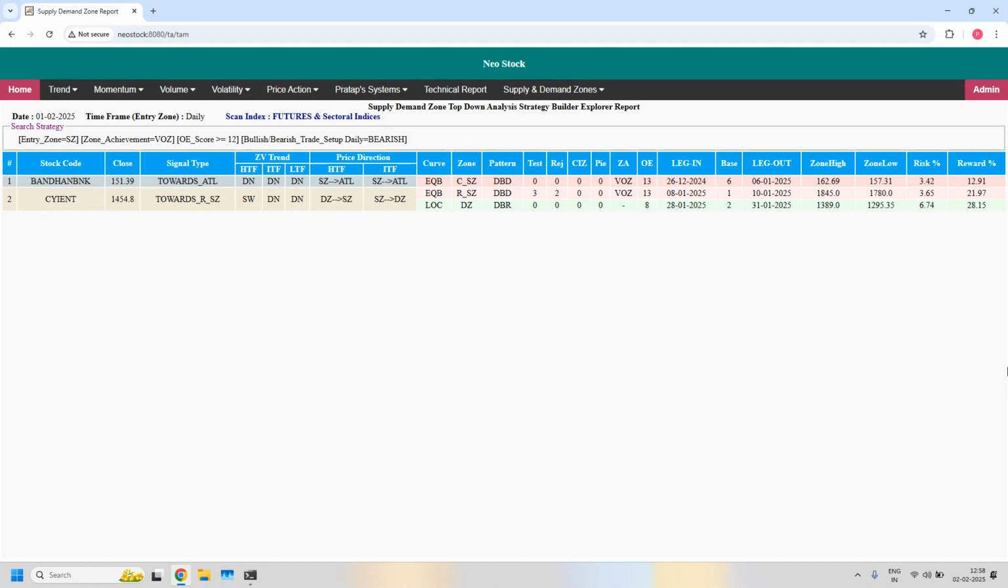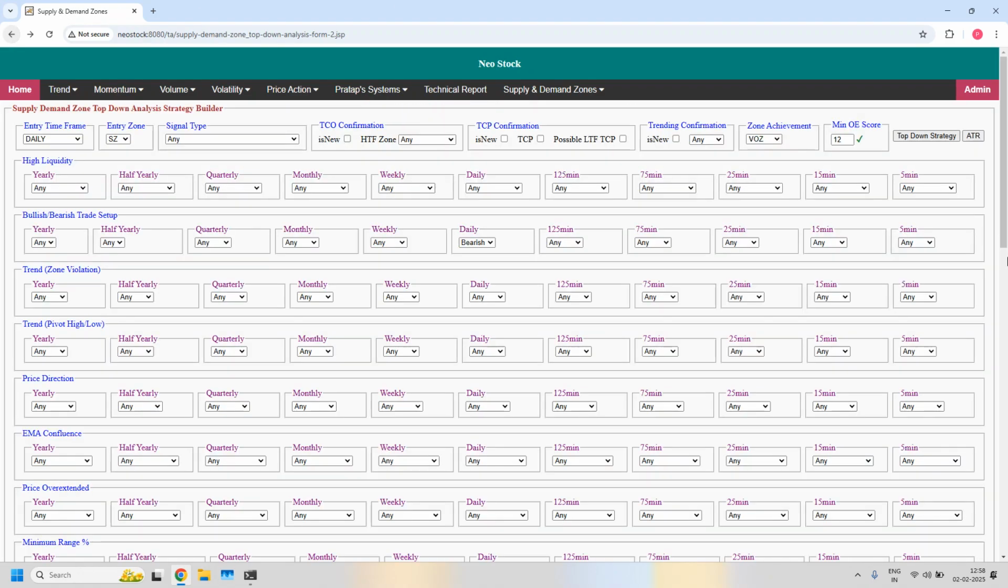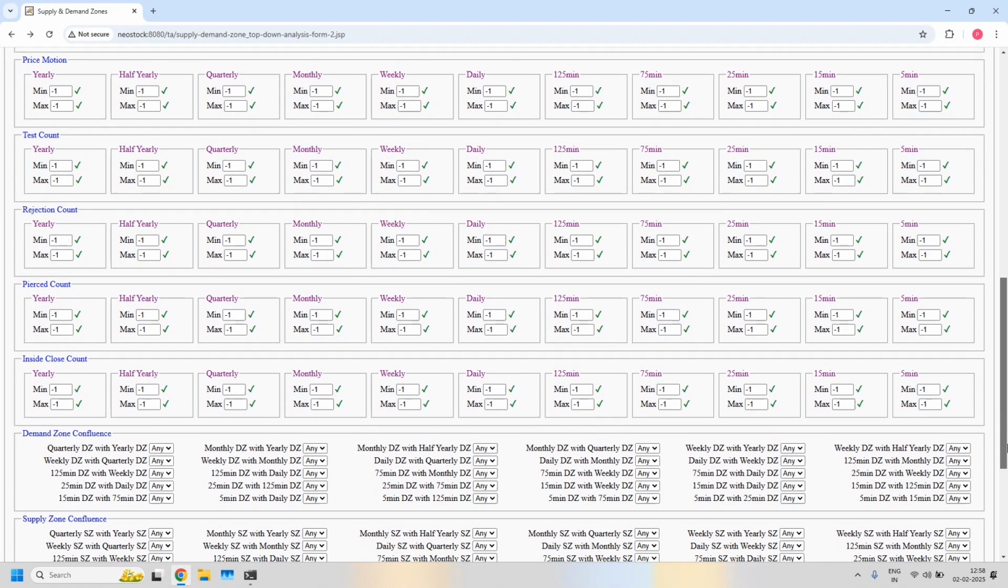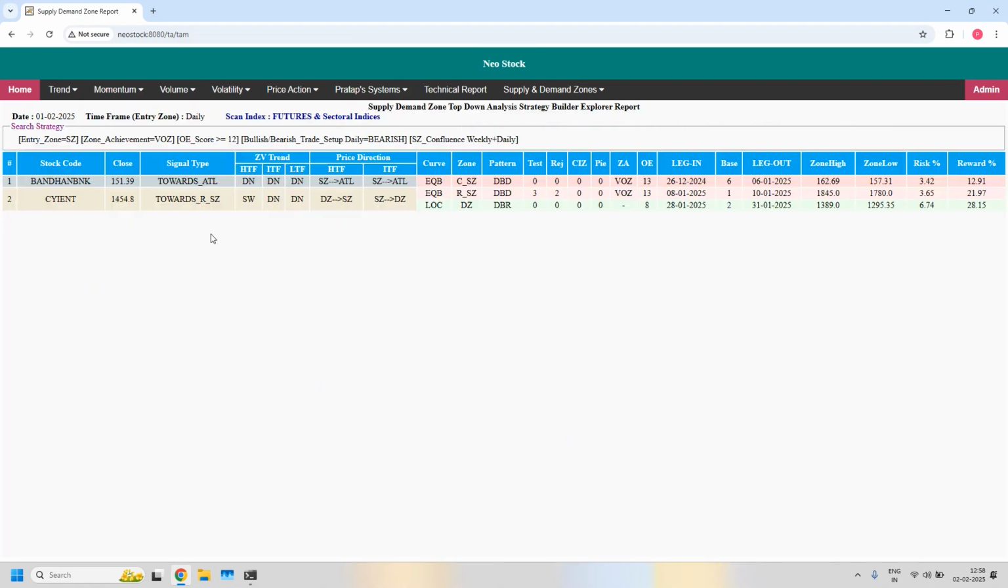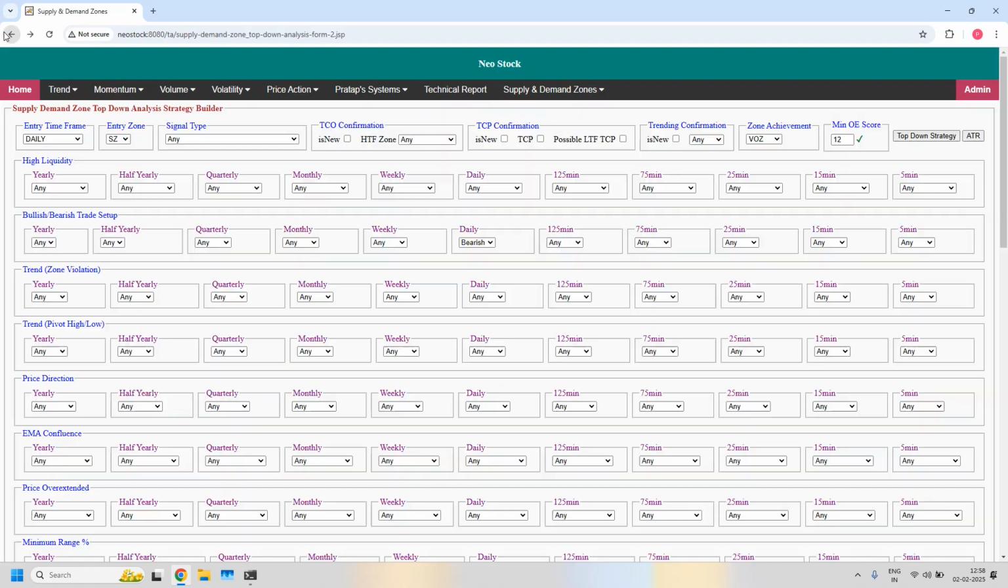We can further filter the high probability setup zones based on LTF and ITF supply zone confluence. That is a daily and weekly supply zone confluence. Daily supply zone with weekly supply zone confluence filter is enabled. Both the stocks are filtered. That means both these daily supply zones are part of the weekly supply zone, and weekly trend is down in both the stocks, ITF trend. And if the weekly supply zone is having weekly EMA, then these daily supply zones are even more high probability setup supported zones. Let us verify.